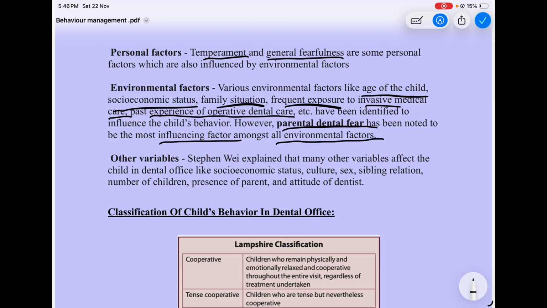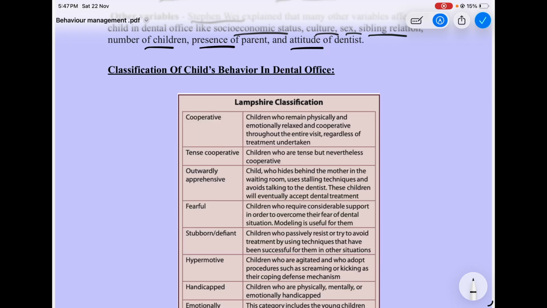And other variables, Stephen V explained that many other variables affect the child in the dental office, like socioeconomic status, culture, sex, sibling relation, number of children, presence of parents, and attitude of dentist. Now, here are some classifications of child's behavior in dental office you need to know and you have to learn.